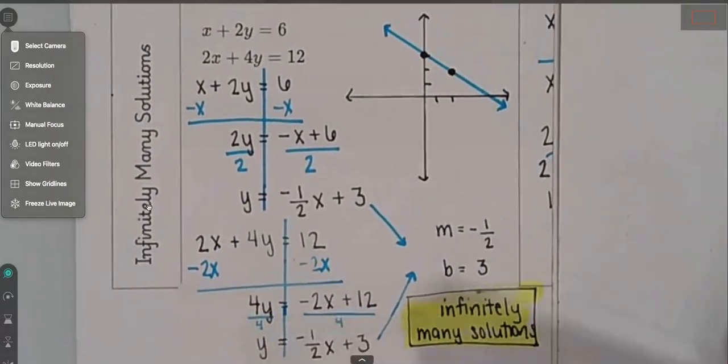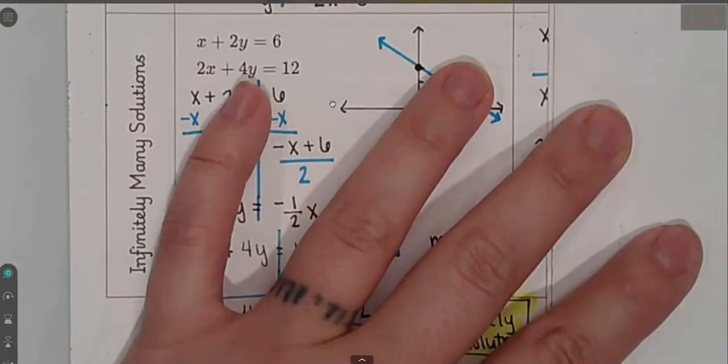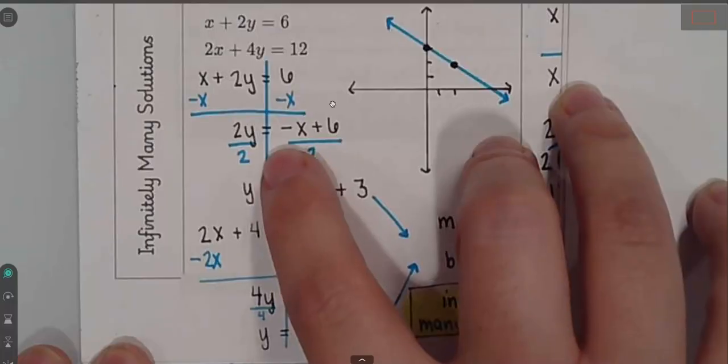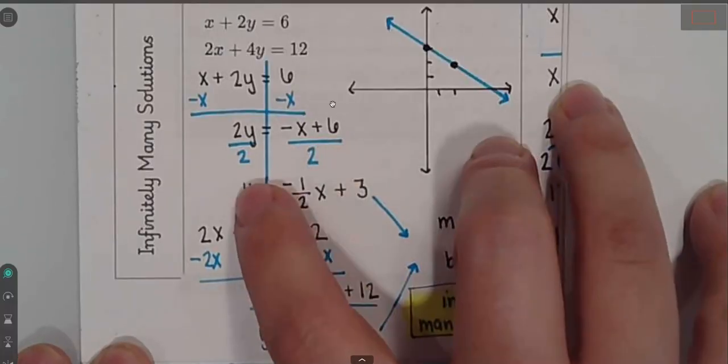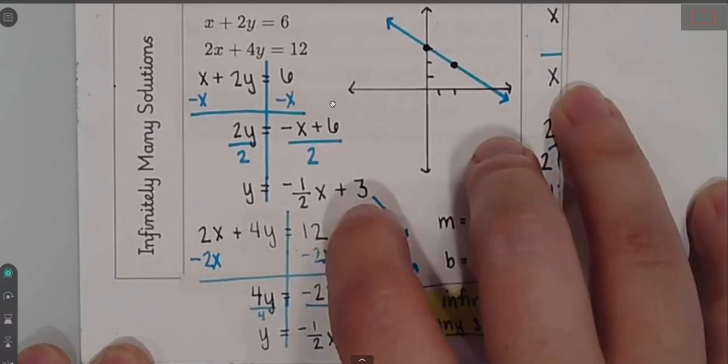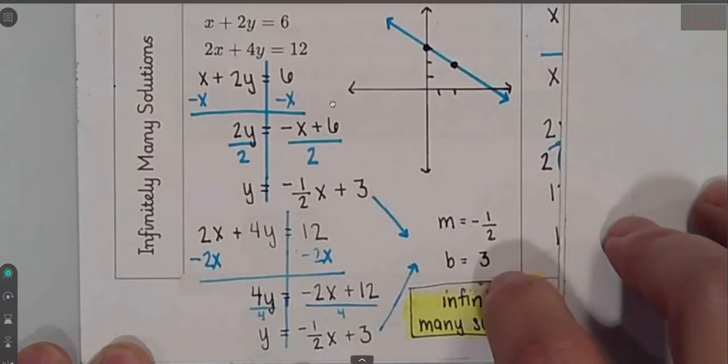Okay, so for both of these, I'm going to start out by subtracting x from both sides. I get 2y equals negative x plus 6. Divide both sides by 2. Ladies, y equals negative 1/2 x plus 3. So my m is negative 1/2, my b is 3.